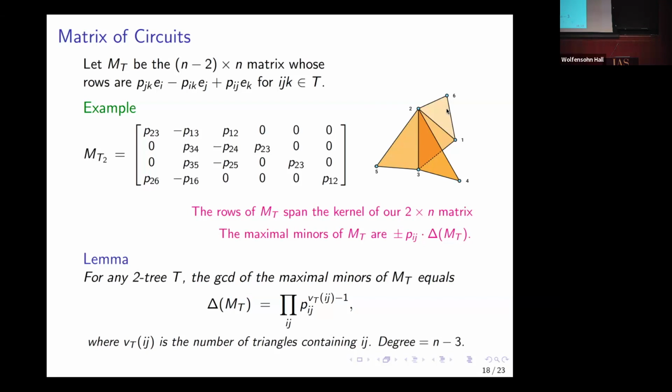In our case of the two-tree, this delta is an explicit monomial in Plücker coordinates. And here the exponents come from this quantity v_T. So v_T of ij is the number of triangles containing ij. Okay? So this is the delta. And Jarek can tell you later where this appears in the physics literature.